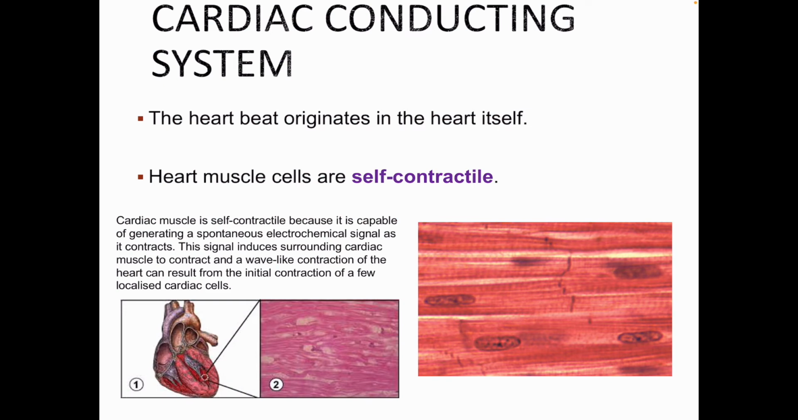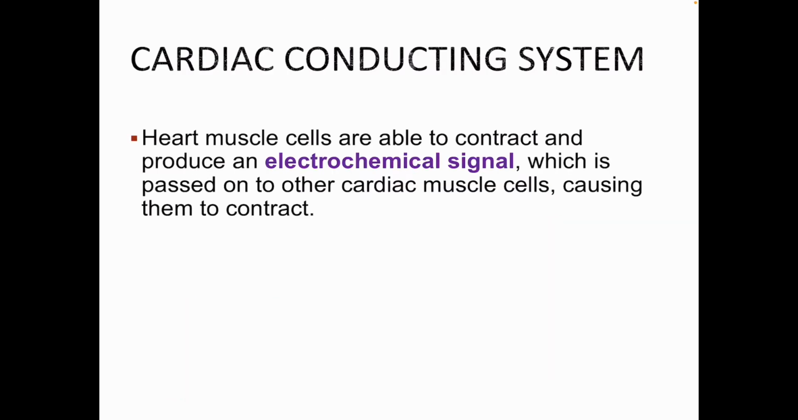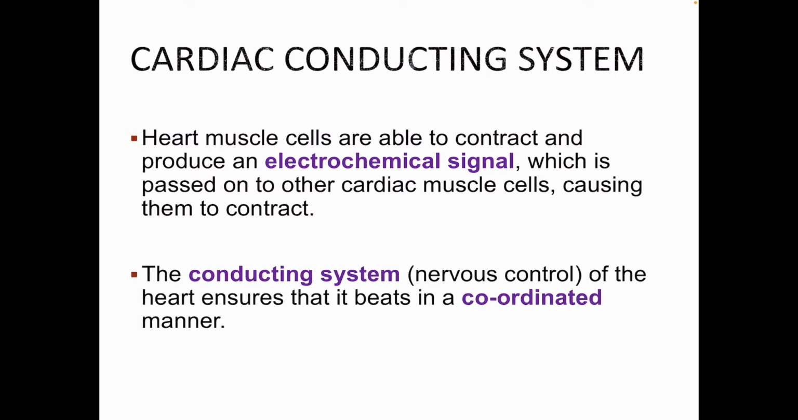So, the heartbeat originates from within the heart itself. Heart muscle cells are self-contractile. However, we need to make sure that the contracting of the heart muscle cells is coordinated. Otherwise, the cardiac cycle will not function properly. The heart muscle cells will contract and produce an electrochemical signal, which is then passed on to other cardiac muscle cells and so on and so forth in a very set pattern, causing them to contract in a coordinated fashion. The conducting system ensures that your heartbeat always follows this coordinated manner.